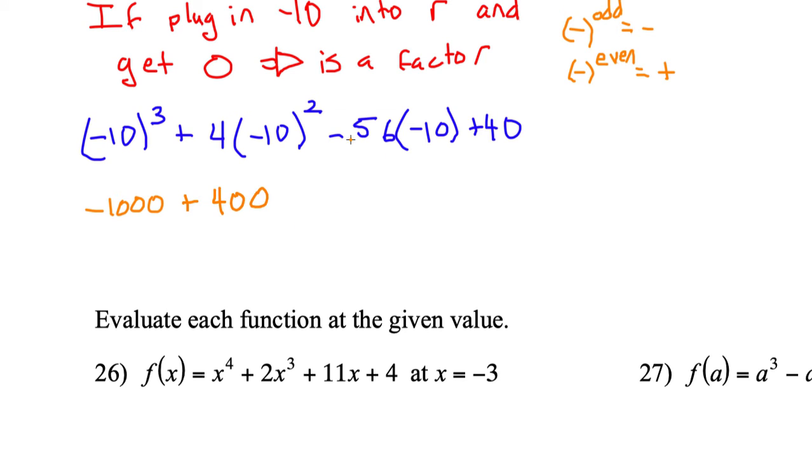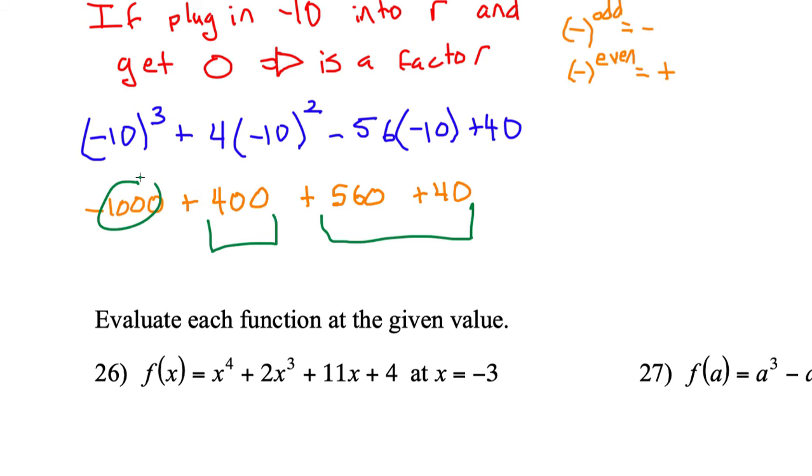And then a -56 times -10 is positive 560. And then I need to also add on a 40. So, doing a little bit more math, 560 plus 40 is 600. So these two terms over here is 600. 600 plus 400 is 1,000, and 1,000 minus 1,000 is 0. So this one actually does equal 0.